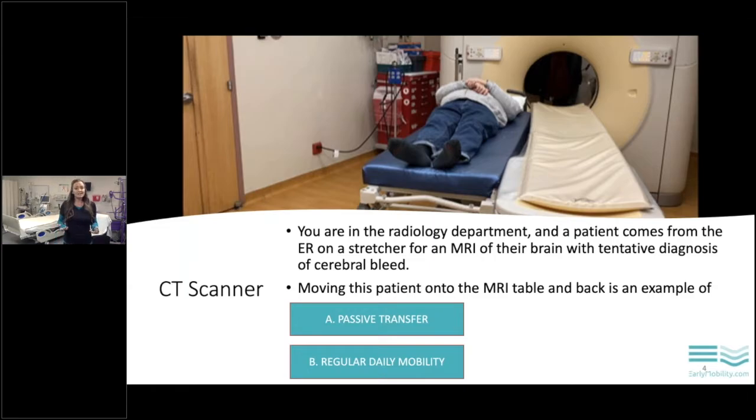So let's consider that you are in the radiology department. A patient comes from the ER on a stretcher. They have to get an MRI of their brain with a tentative diagnosis of a cerebral bleed. Moving this patient onto the MRI table and back is an example of what? Passive transfer or regular daily mobility? Hopefully, you have all said that this is passive transfer. Or if you're watching this by yourself for enduring material, you've already thought through, yep, this is a passive transfer, because we don't want the patient to move.